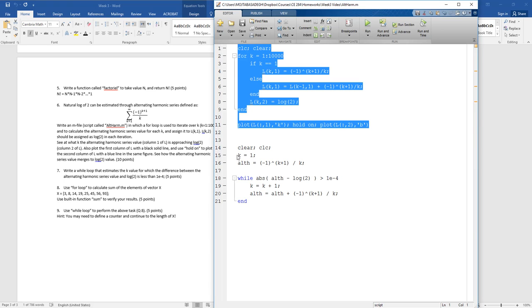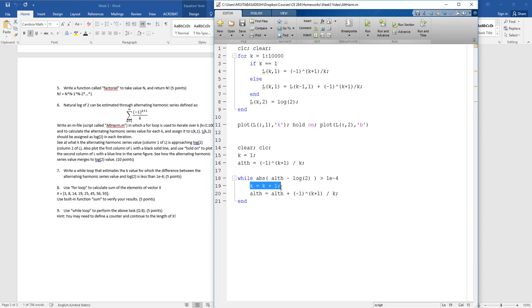So again, I start with k equal to 1. I calculate that alt h. That is negative 1 to the power of k plus 1 divided by k. So at k equal to 1 there is no previous element. When k becomes 2, alt h will become the previous alt h plus the new element. Then k becomes 3, then the previous alt h plus the new element. So it will keep looping until this alt h converges to log 2. At some point the difference between the two becomes less than 1e negative 4, so it will stop right there.